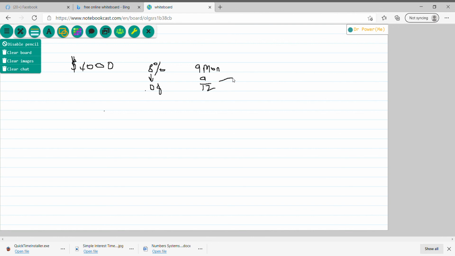So how much is that? Well, I can reduce my fraction. 9 over 12, which hopefully you can see is 3/4, because the greatest common factor here is 3. 9 divided by 3 is 3. 12 divided by 3 is 4, so 3/4. So what's 3/4 as a decimal? Well, hopefully you know it as 75%, and that would be 0.75.